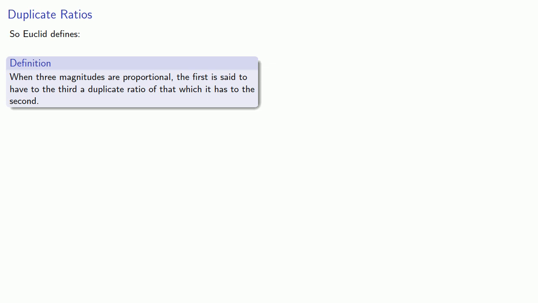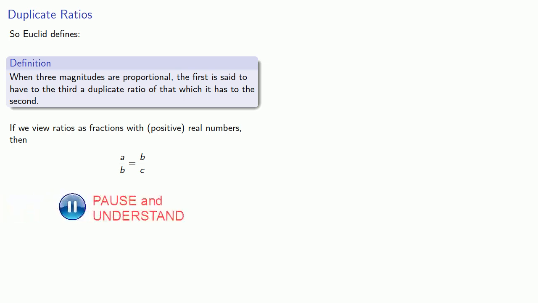So again, this language of ratio and proportion might not be as familiar as it should be, so let's consider this. If we view our ratios as fractions with positive real numbers, then our proportion, A is to B as B is to C, we can read that as A over B is equal to B over C. And let's see what this duplicate ratio really means. What we want to do is find the ratio of the first to the third and compare it to the ratio of the first to the second.